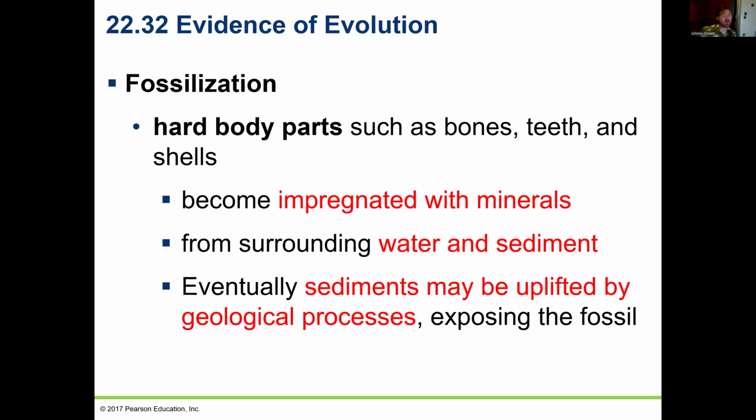Now, fossilization. Hard calcified tissues like bones, teeth, and shells become impregnated with minerals, usually from surrounding water and sediment in an anaerobic environment. Eventually, this is going to get pressed down and compressed into a sedimentary rock. At that point, erosion or excavation is eventually going to expose the sedimentary rock that these samples are lodged in. And then that can be mined or collected or whatever you end up doing.